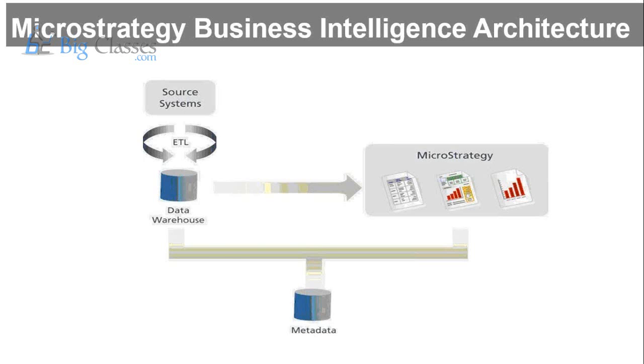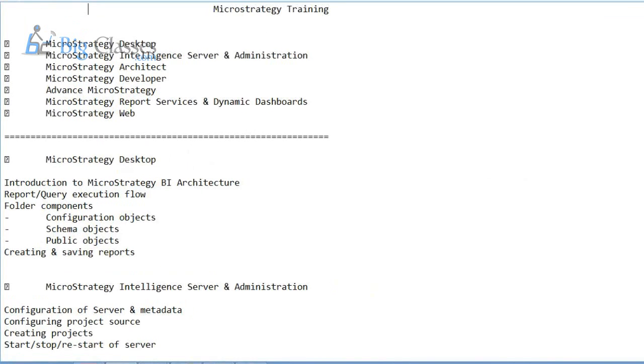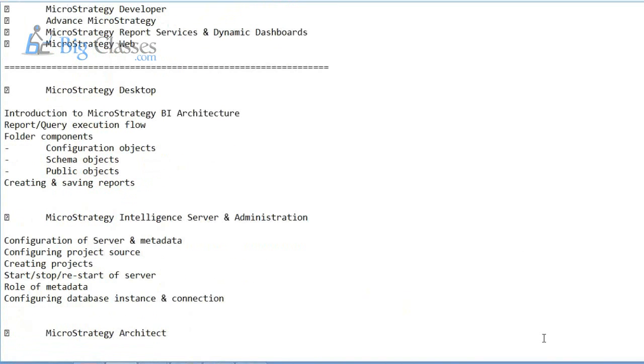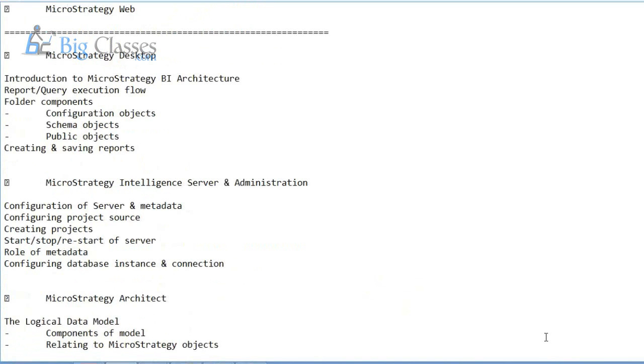Okay, so I'm just going to go back to the agenda and walk you through what the topics are that we're going to cover during our entire training. There are various things that we're definitely going to cover. The first thing that we're going to see is the MicroStrategy desktop.